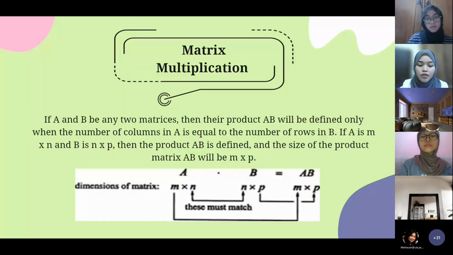This is matrix multiplication. If A and B are any two matrices, then their product AB will be defined only when the number of columns in A is equal to the number of rows in B. If A is m by n and B is n by p, then the product AB is defined, and the size of the product matrix AB will be m by p.